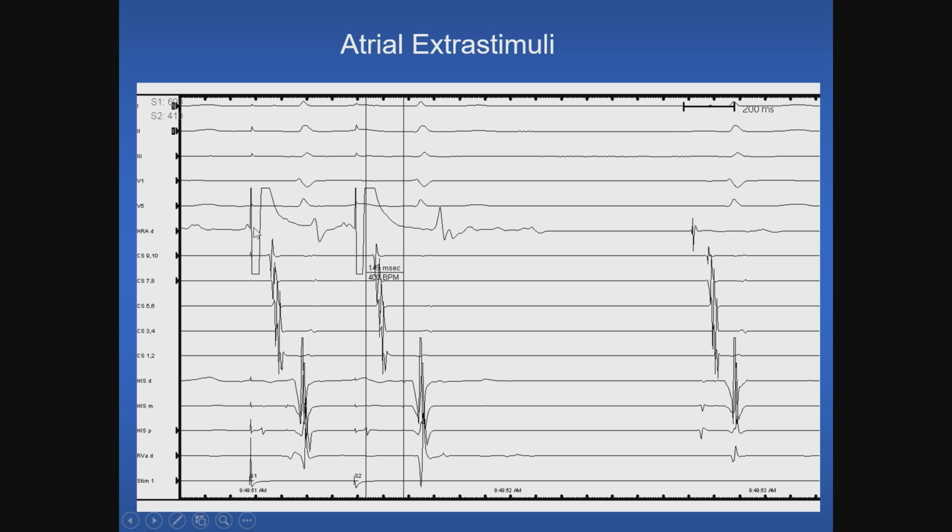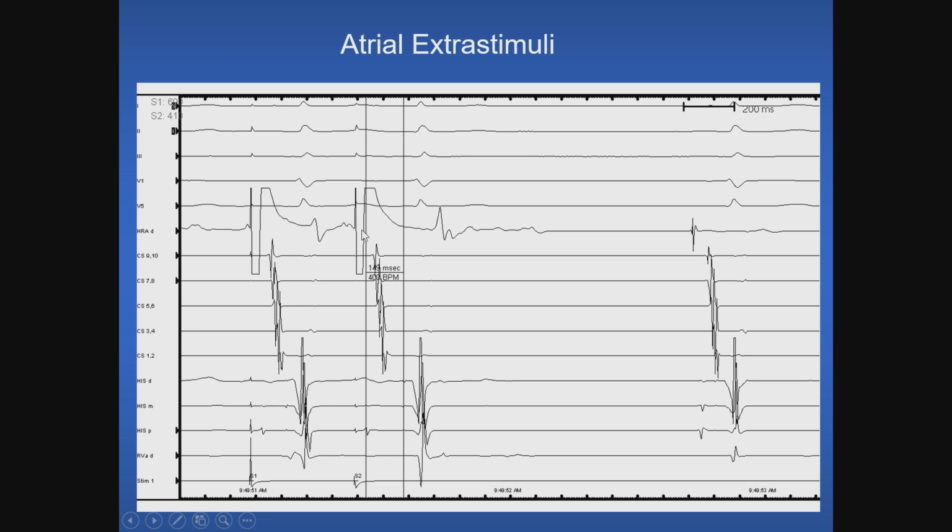Here we're pacing from the high right atrial catheter, and you can tell that we're pacing because there's a stimulus channel down here, and you see a big artifact on the stimulus channel. What we've done is a drive train of 8 paced beats with an early extra stimulus added here. When we pace the atrium, the signals propagate through the atrium, and then we see the His bundle activate, and then we see the ventricles activate here.